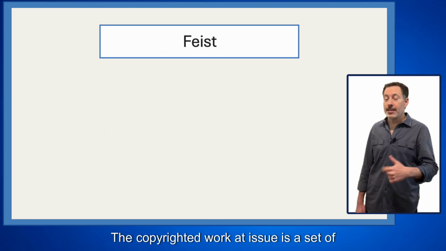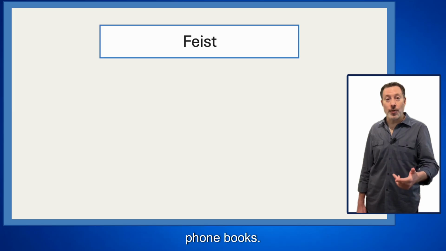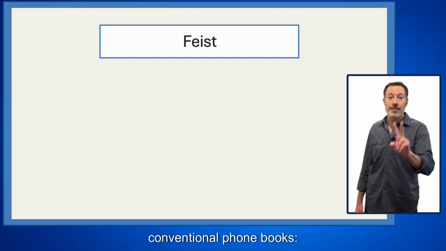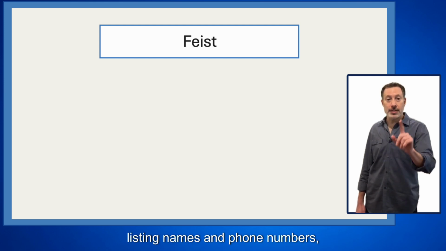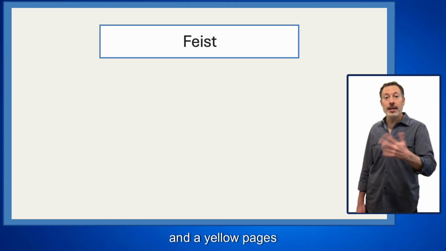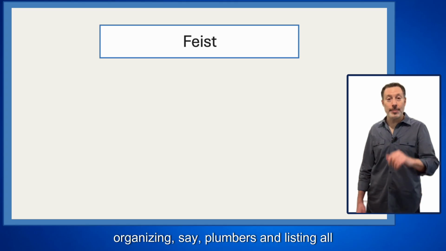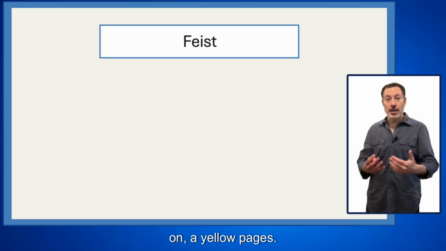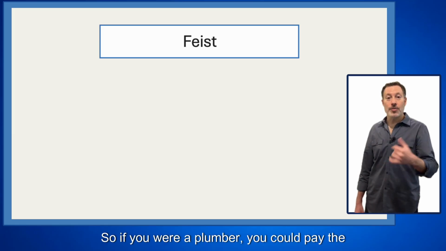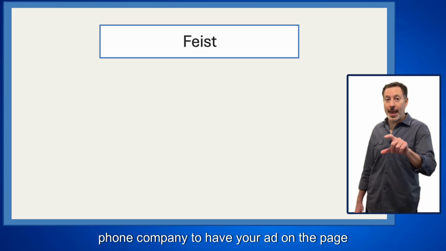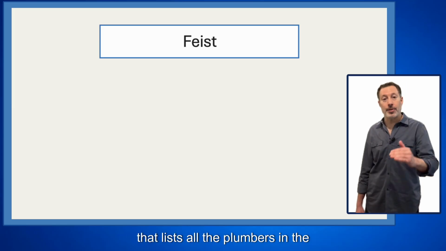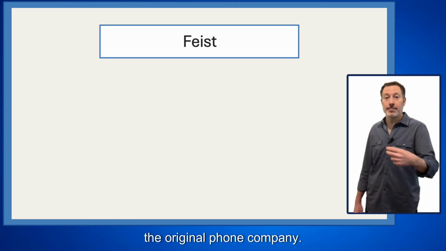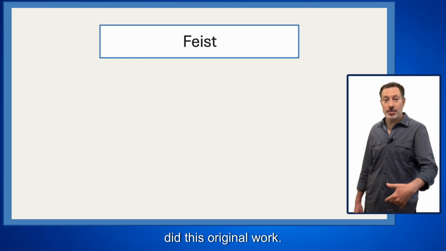What's the case about? The copyrighted work at issue is a set of phone books. We had a little town, and the phone company in that little town had made two conventional phone books. A white pages listing names and phone numbers, and a yellow pages organizing, say, plumbers and listing all the plumbers, dentists listing all the dentists, and so on. And in the yellow pages they ran ads. So if you were a plumber, you could pay the phone company to have your ad on the page that lists all the plumbers in the community. A white pages and yellow pages put out by the original phone company. The one phone company in town did this original work.